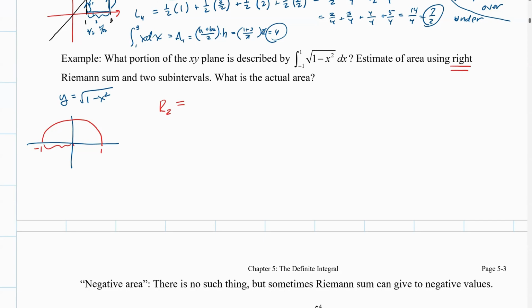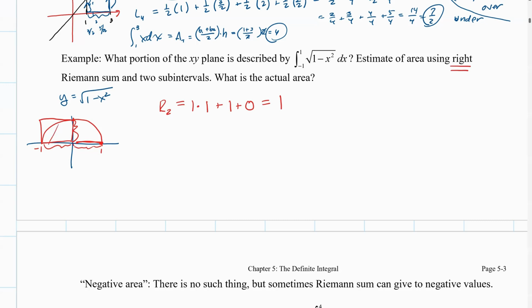Its width is 1. How tall is it on the right-hand side? It's 1. The second interval, also width of 1, and its height, 0. So my right-hand estimate says that I'm estimating an area of 1 under that curve.